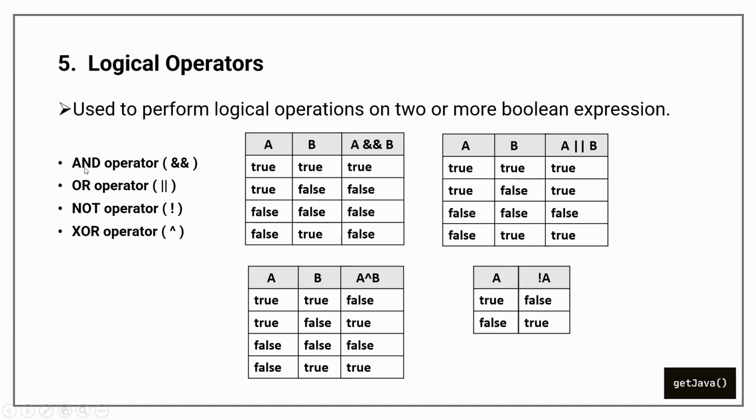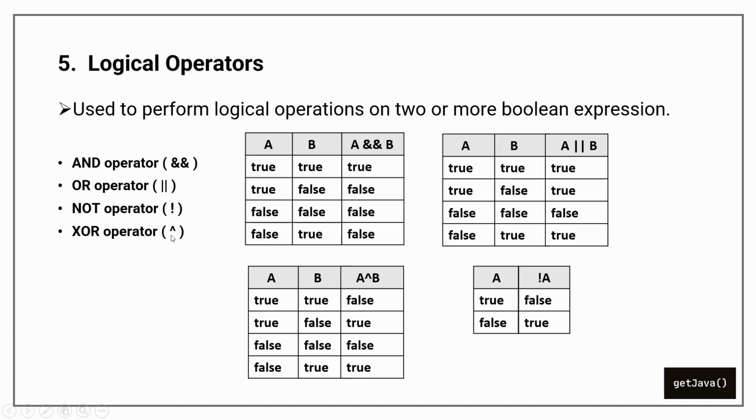So first one is AND operator, which is denoted by double ampersand symbol. Second is OR operator, which is denoted by double pipe symbol. Third is NOT operator, which is denoted by exclamation symbol. And the fourth is XOR operator, which is denoted by this symbol.